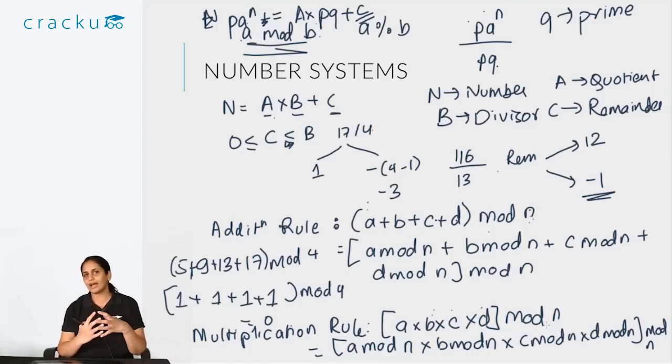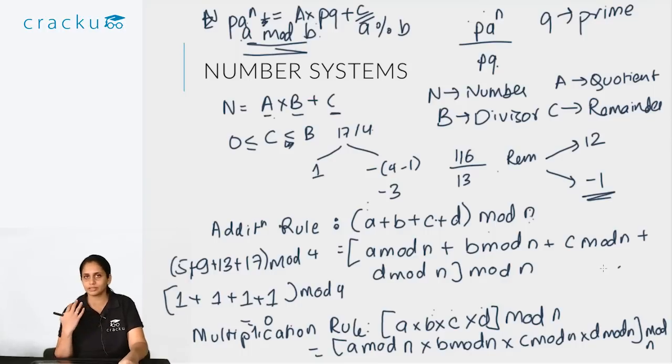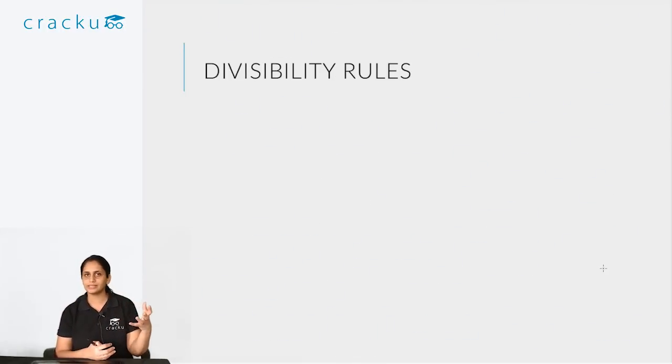If you put it as a negative remainder and you are going to use the product multiplication rule, a negative remainder like -1 or -2 is much easier for you to handle than a bigger number like 12 or 13. So that's what you should keep in mind while using negative remainders. These are the basic tenets on which most of the number system questions are based. Now let's take a look at the basic divisibility rules.